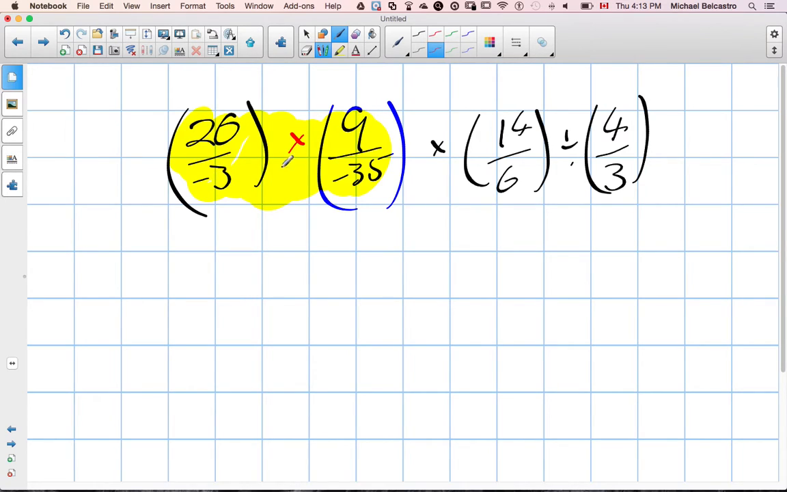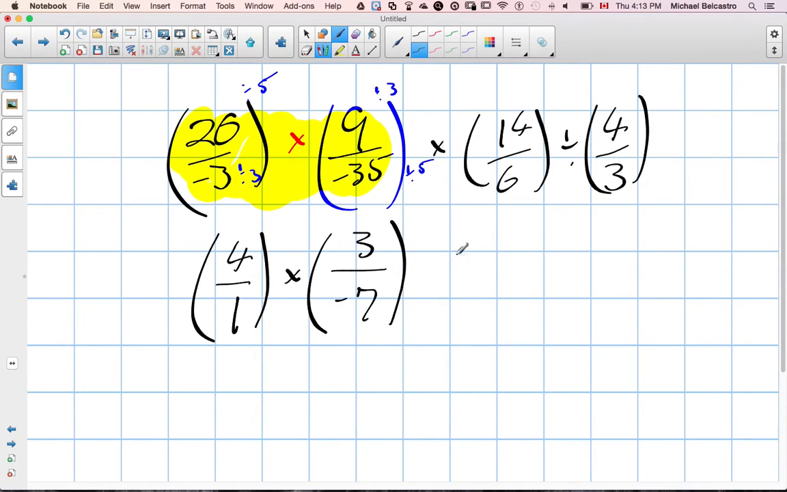3 and 9, I can divide both of those by 3. So if I divide this by 3 and this by 3, it now is a 1 on the bottom, and this is a 3 on top, okay? And I look for a value that goes into both 20 and 35, and I can divide both of those by 5. 20 divided by 5 would be 4. And negative 35 divided by 5 is negative 7. So now when I multiply the fractions, these are much easier numbers to work with. We can use this to help us reduce the entire way.